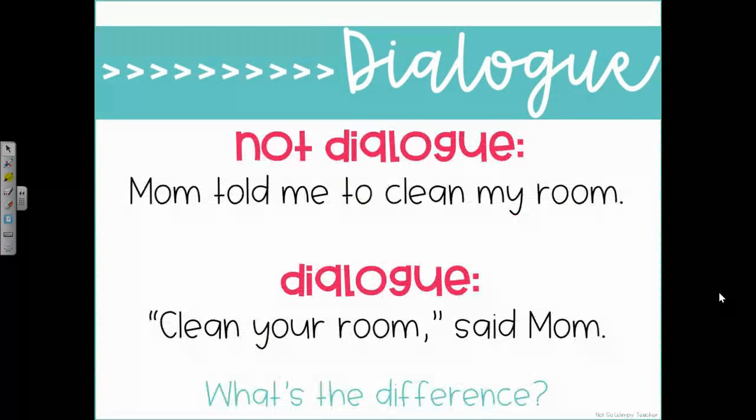Here's an example of not dialogue. Mom told me to clean my room. That's a statement. That's telling what she told. But here is an example of dialogue. "Clean your room," said Mom. What's the difference between these two? In the second one, you see the quotation marks and the comma, and you see the tag, said Mom. That's an example of dialogue. In the first one, it's just kind of summarizing what Mom said.